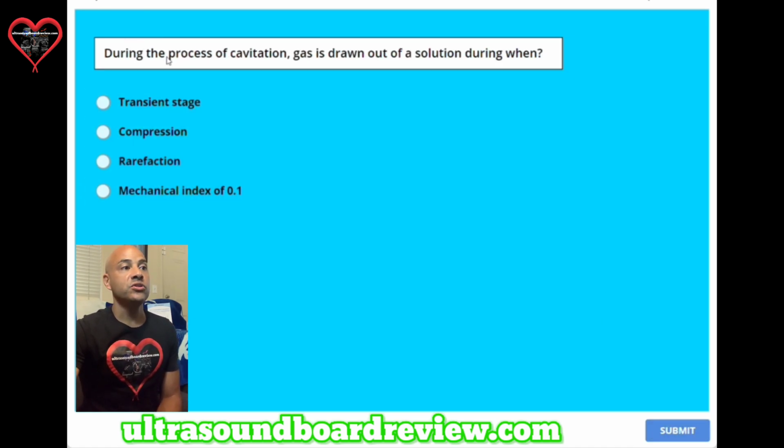Question 20. During the process of cavitation, gas is drawn out of a solution during when? A, transient stage, B, compression, C, rarefaction, or D, mechanical index of 0.1. The answer is C, rarefaction.